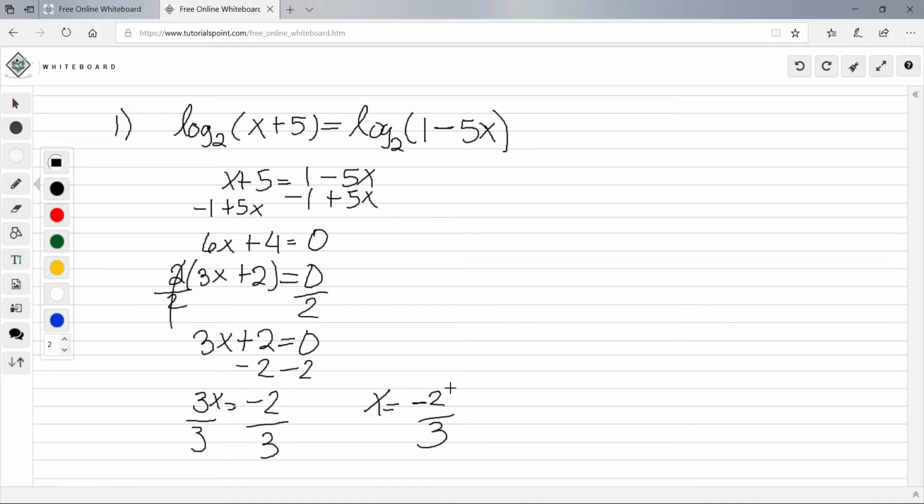Before I conclude that x equals negative 2 over 3, I have to check it, by putting it back in the original equation, because checking is really important. So log base 2, and wherever you see x, you plug in negative 2/3, equals log base 2 of 1 minus 5 times negative 2/3.